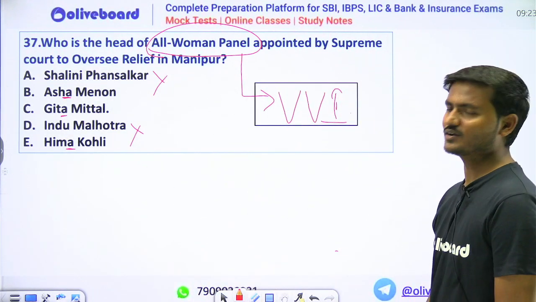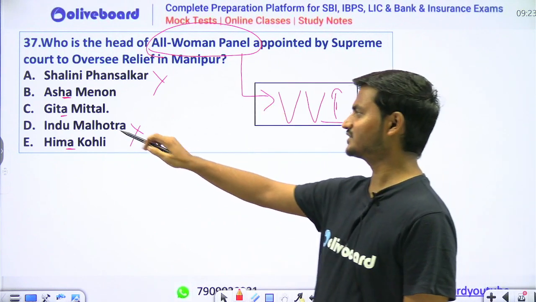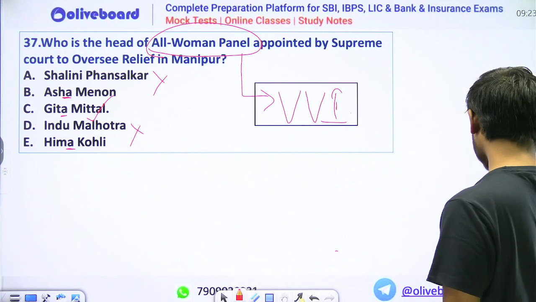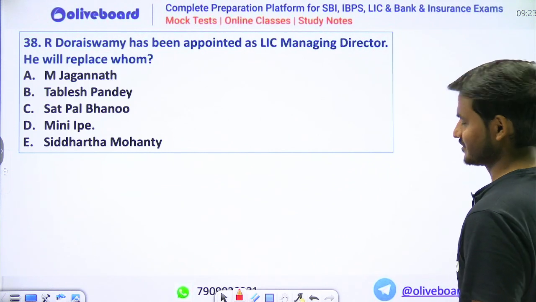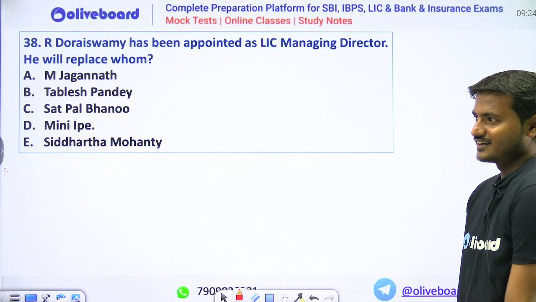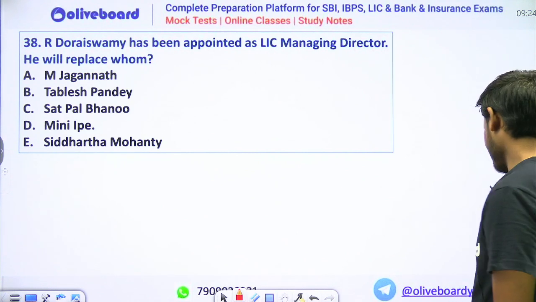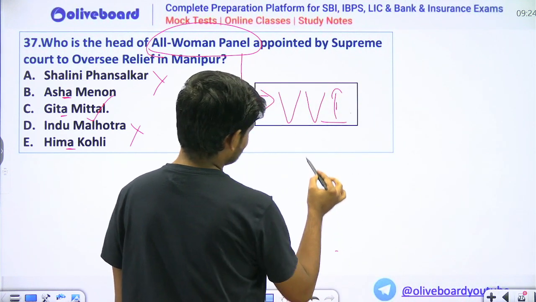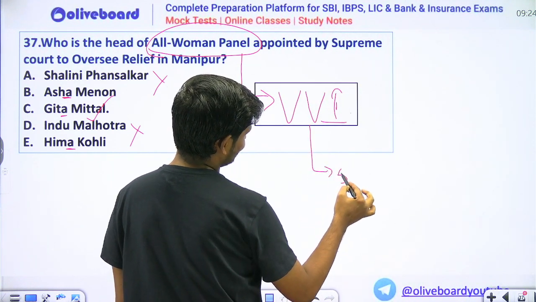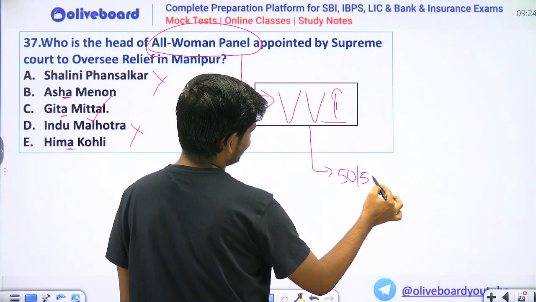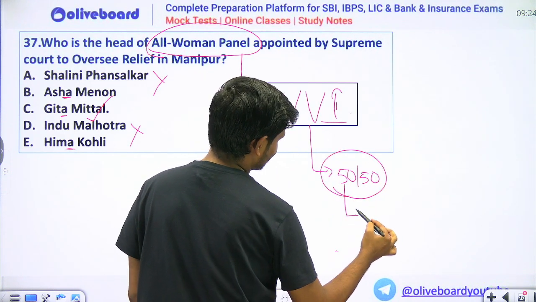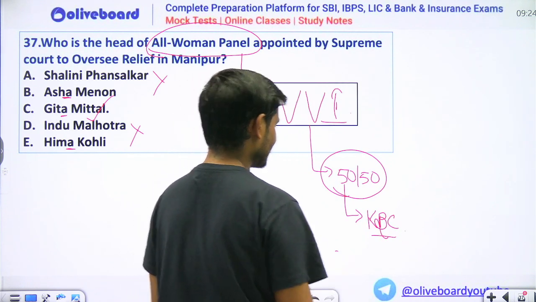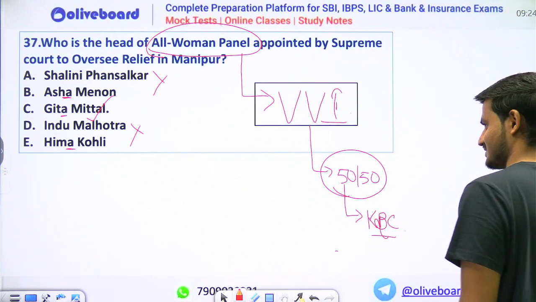And now it's up to your recalling capacity. Here the answer is Geeta Mittal. So this trick works like the 50-50 lifeline which we use in KBC, which eliminates two wrong options. These tricks are working as an emergency tool, like 50-50 in KBC, and are very fruitful.